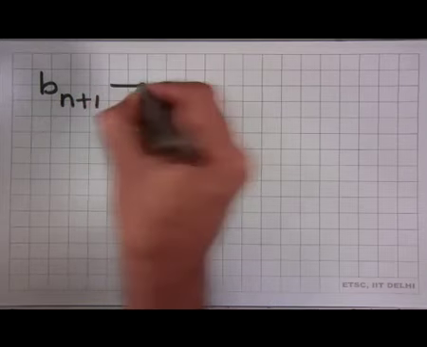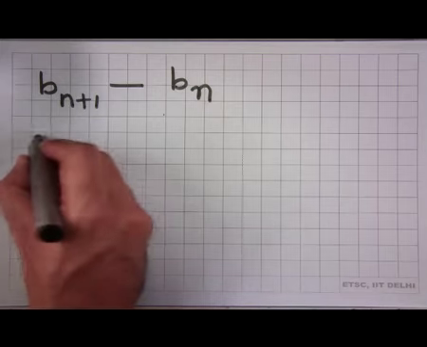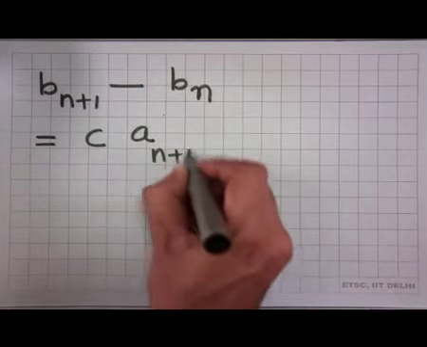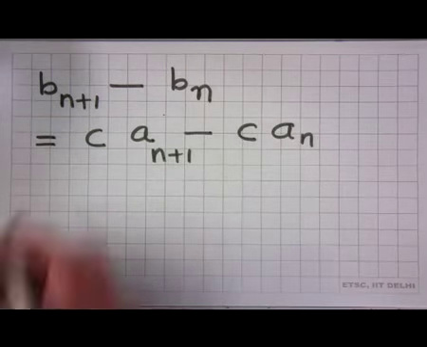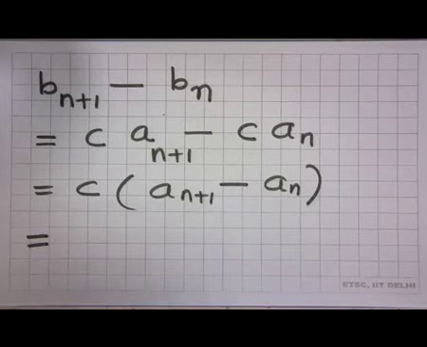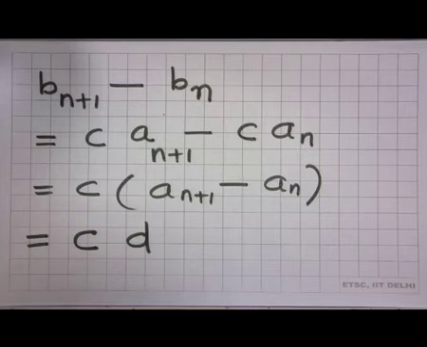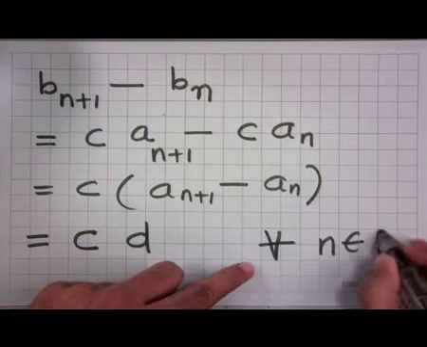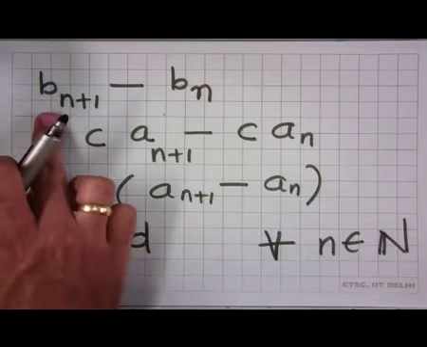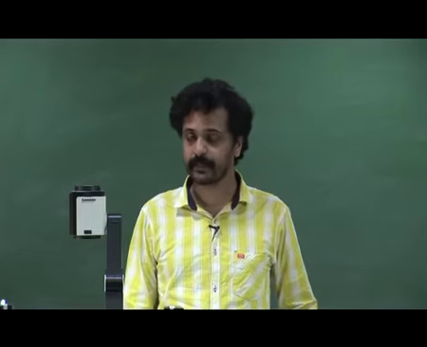Consider the difference of two successive terms in b_n, namely b_(n+1) minus b_n. This will be C times a_(n+1) minus C times a_n, which is C times (a_(n+1) minus a_n). As a_n forms an arithmetic sequence, a_(n+1) minus a_n is a constant for all n. Hence, we get C times D. So, what we observe is that for all natural numbers n, the difference b_(n+1) minus b_n remains a constant. This establishes the fact that the sequence b_n is an arithmetic sequence.